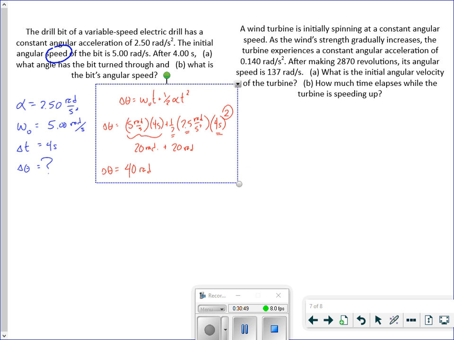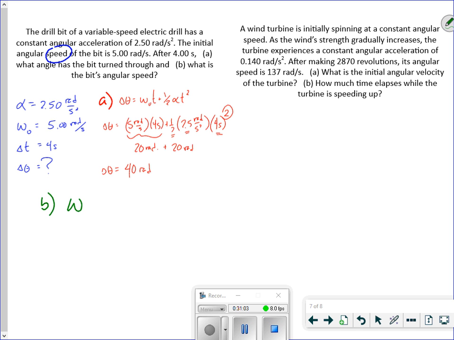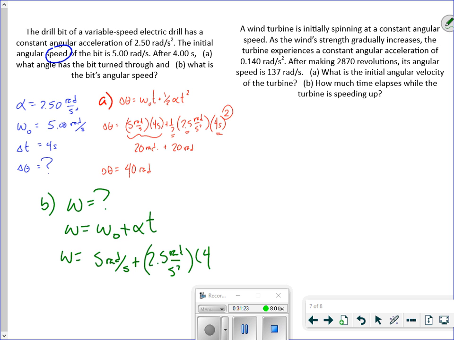Oh, that's part A. Part B, after 4 seconds, what's the bit's angular speed? So that's A. B says we want final angular speed. Well, I would say omega naught plus alpha t. That's what I would do. So that's 5 rads per second plus 2.5 rads per second squared times 4 seconds. And if I'm not mistaken, that's 15 radians per second, right? 2.5 times 4 is 10. Yep. 15 radians per second.